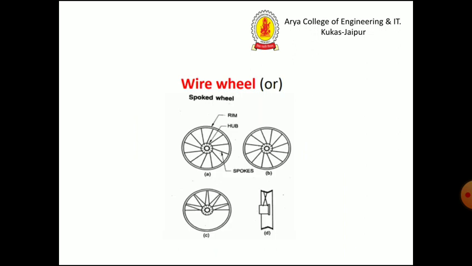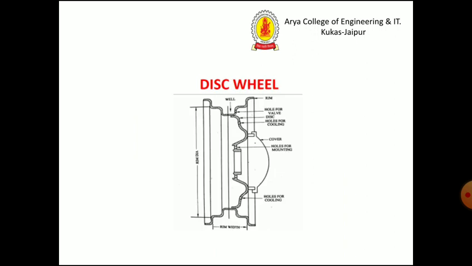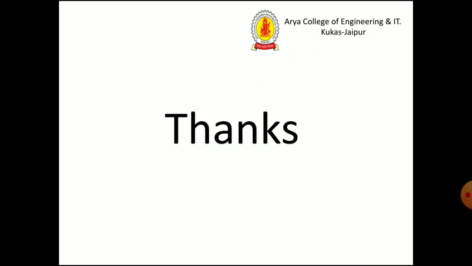This is the wire wheel and disc wheel. This is the spoke wheel, also known as a wire wheel, in which there is a hub and spokes. The spokes are fitted alternately in the two directions, as we can see that in figure A it is backward, and in figure B it is forward. Disc wheel.